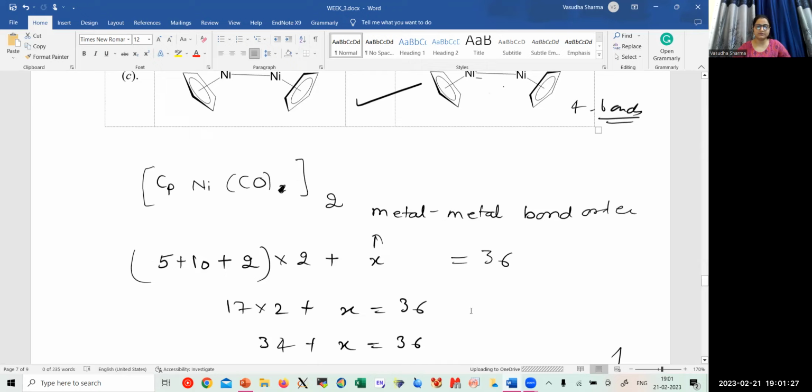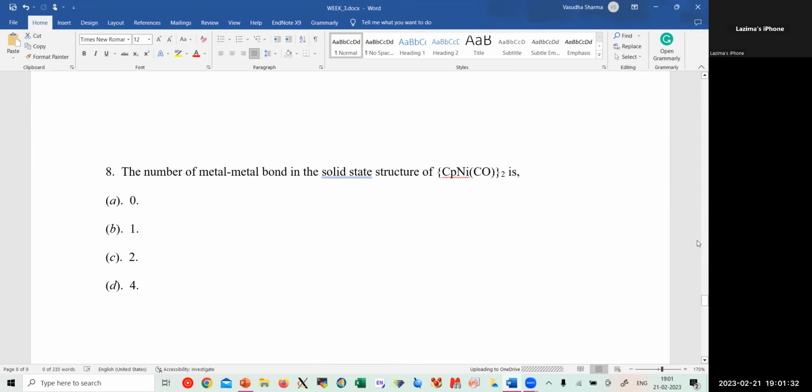I hope you have understood. Now, another question has come. The number of metal-metal bonds in the solid-state structure of CpNi(CO)2 is. So the earlier question was to find out the solid structure of CpNi(CO)2, where now we need to find out the number of metal-metal bonds. So how do we do that?